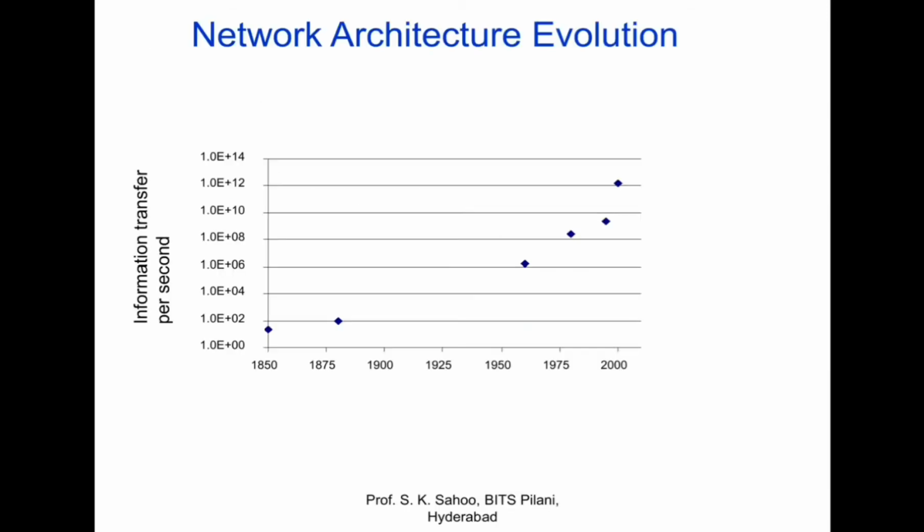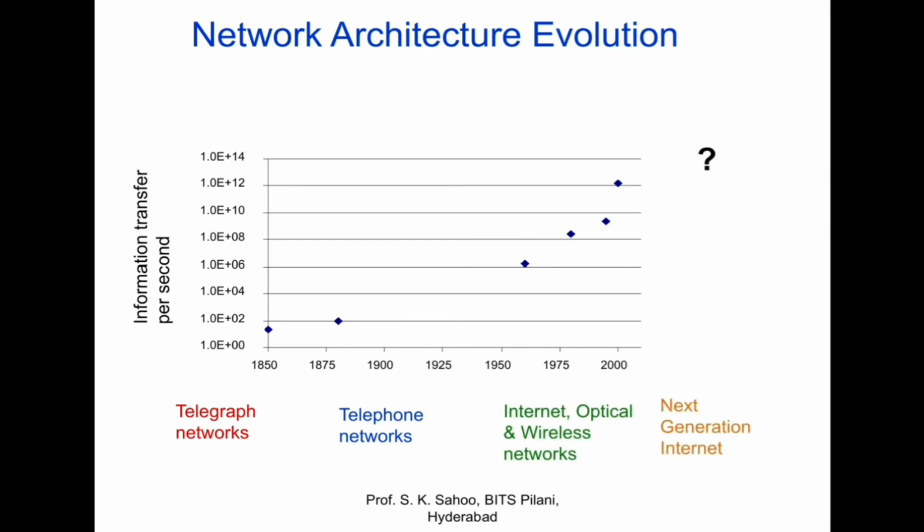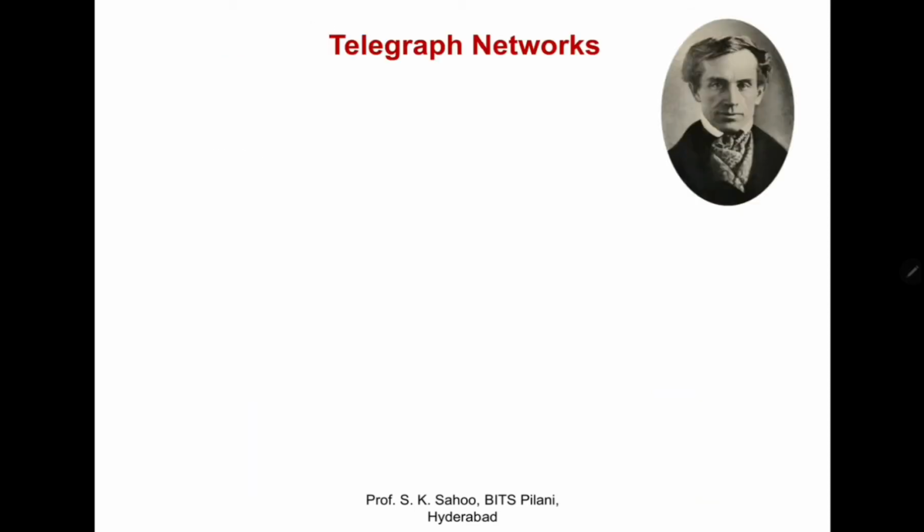Network architecture evolution. In the last 150 years, the communication network evolved from telegraph, then telephone networks, then the internet and optical wireless networks, and now the next generation internet. When it started in 1850, the bit rate was less than 100 bits per second. But now it is in the terabits range. The bit rate has increased up to terabits per second. That is how the network architecture evolved in the last 150 years.